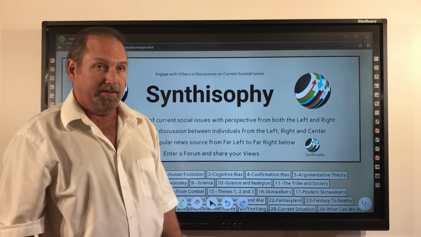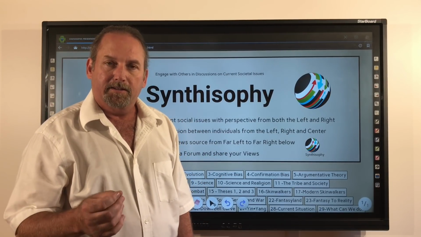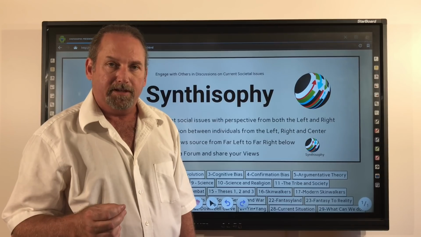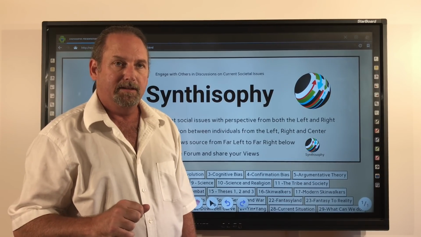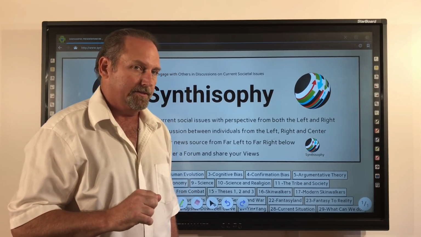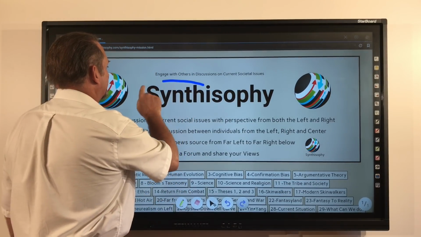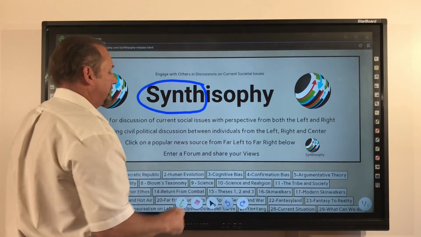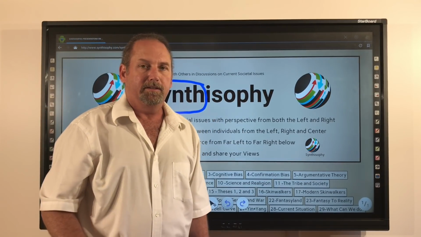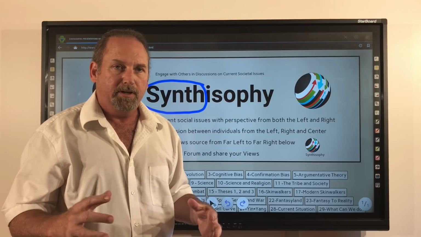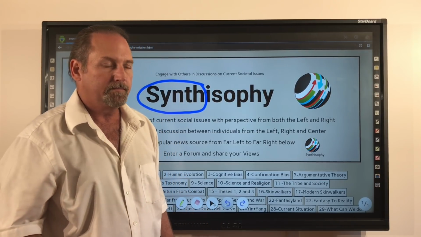What exactly is Synthisophy? Synthisophy is integrating the wisdoms of history into present culture. Let's take a look at the roots of Synthisophy. The first root is synthesis, represented by S-Y-N-T-H. And synthesis is integrating, putting things together to make a whole.